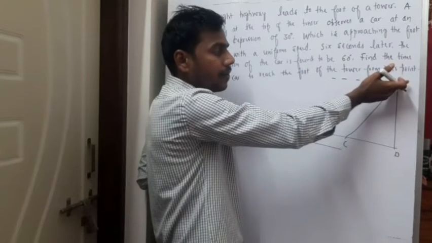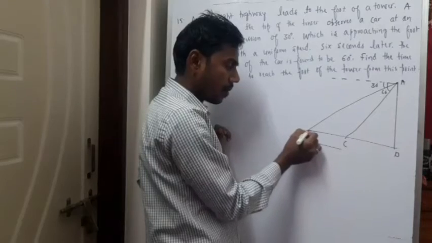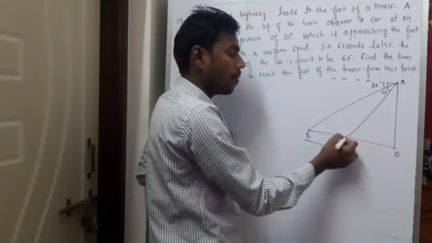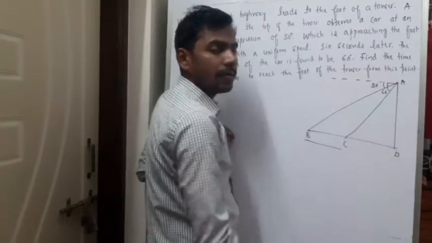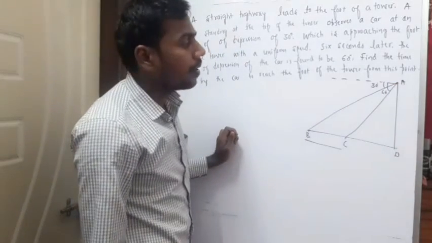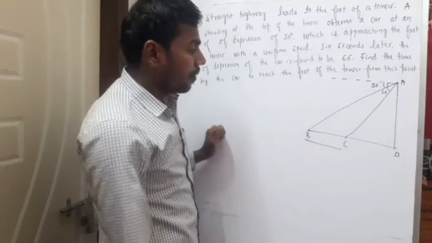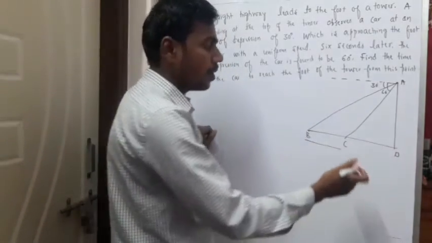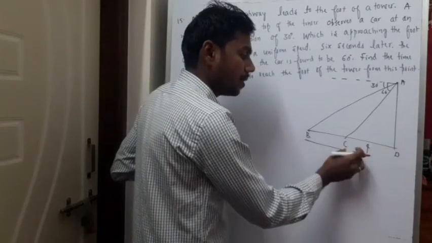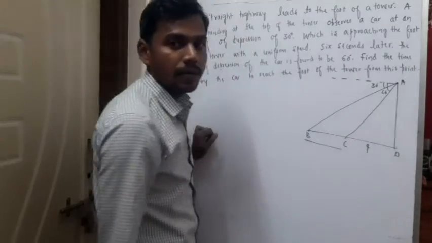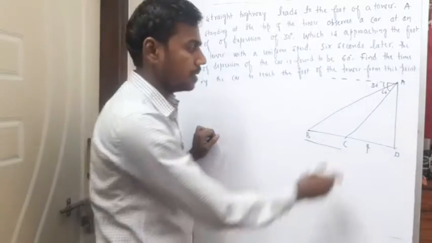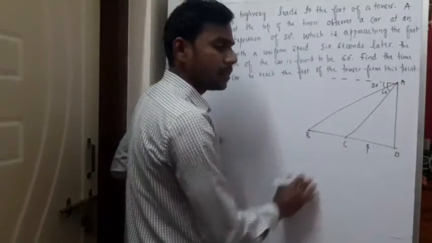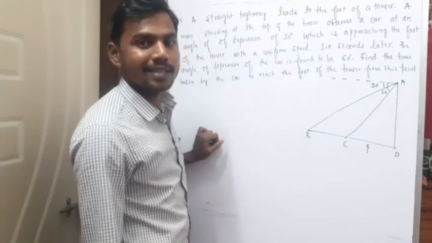So the angle of depression when the car was at point B is 30 degrees, and as the car approaches the tower at point C, the angle of depression is 60 degrees. Now we need to see that from this point to this point it will take 6 seconds. So the time taken by the car to reach from C to D, that is the foot of the tower, we need to calculate from this point to D. So from B to C, how much time is it taking? It is taking 6 seconds.